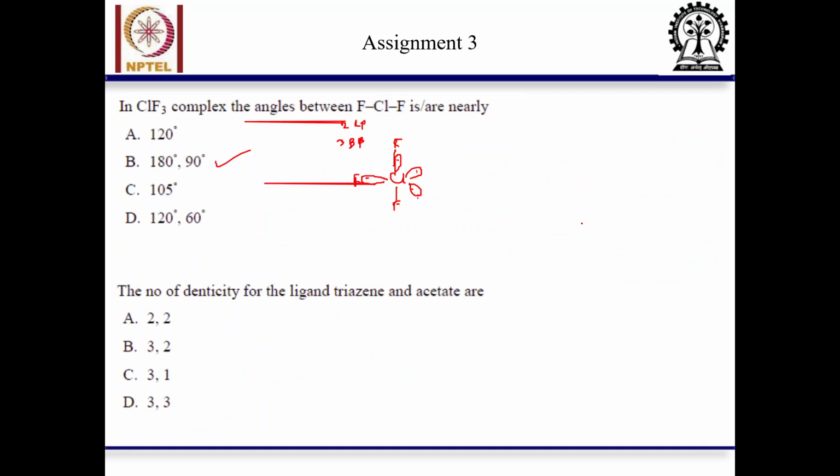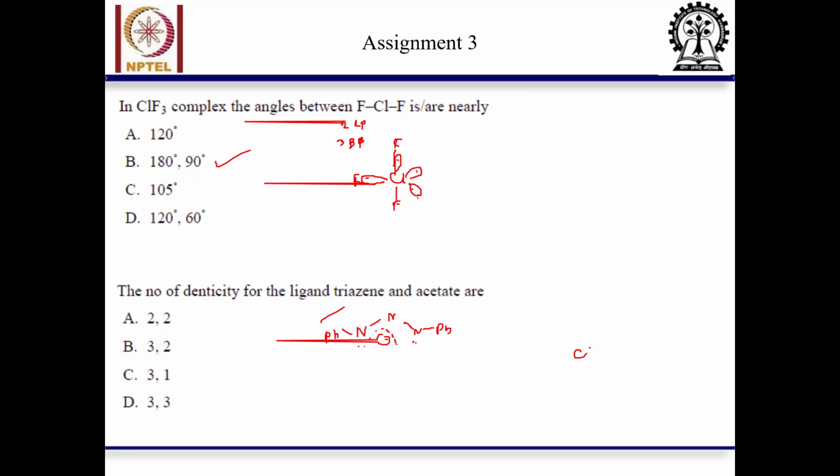So I will just write. We have N, we have N. Here we have pH, and here also we have pH, and this has one negative charge. So this is your triazine, and one lone pair is here, another lone pair is here. So this has denticity 2.